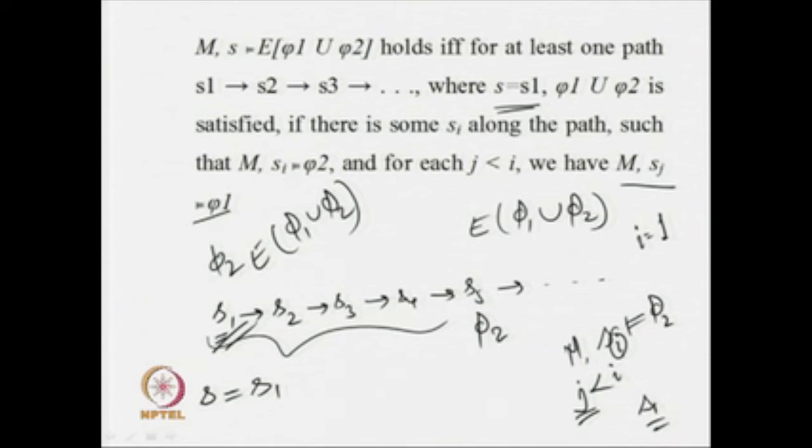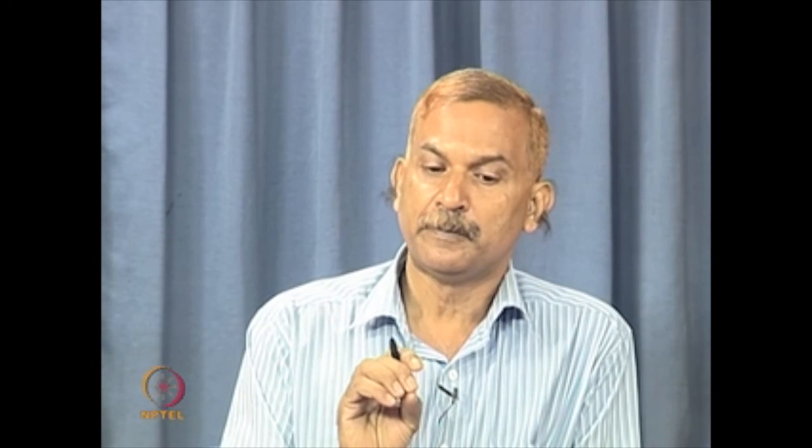So, see that. That means, if phi 2 holds in a particular state, we will say that E phi 1 until phi 2 holds over there. Similarly, A phi 1 until phi 2 holds in that particular state. This is because of the definition of this semantics. The semantics that we have defined says that the present state is included in the future behavior also. But if we want to exclude the present behavior from the future, then accordingly we have to define the semantics.